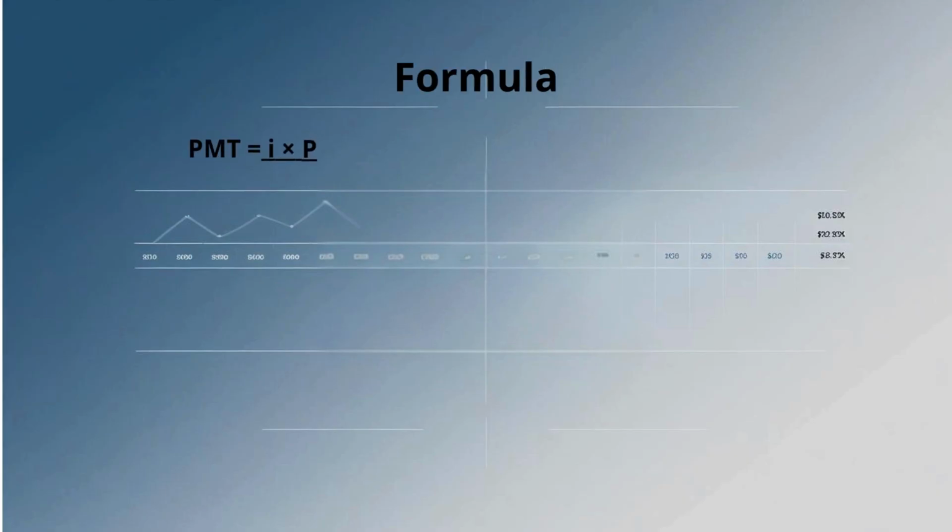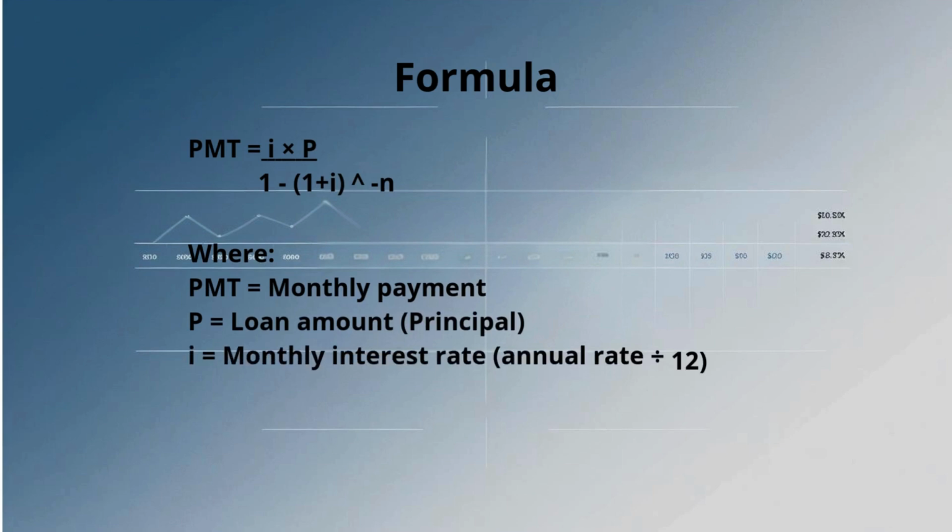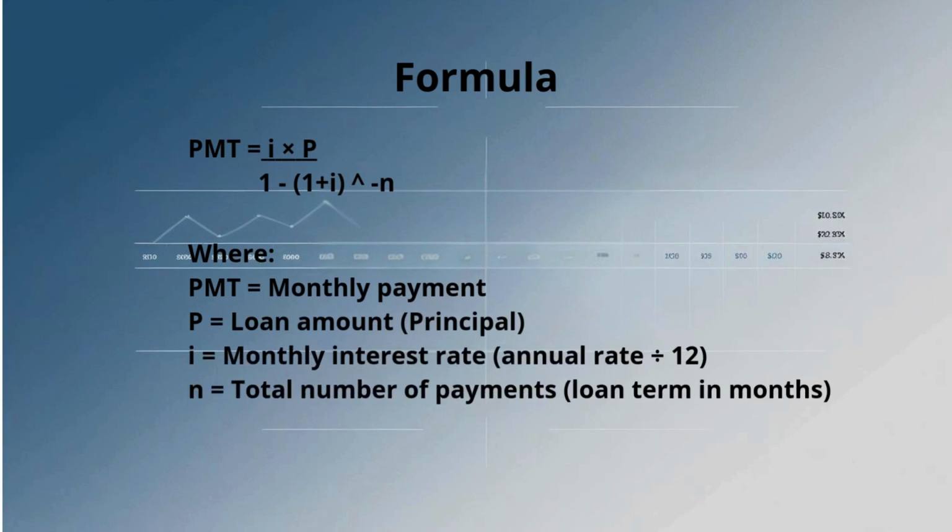Let's introduce the monthly payment formula. PMT equals I times P over 1 minus (1 plus I) to the power of minus N, where PMT equals monthly payment, P equals loan amount, principal, I equals monthly interest rate, annual rate divided by 12, and N equals total number of payments, loan term in months. This formula assumes payments at the end of each month, the most common case.